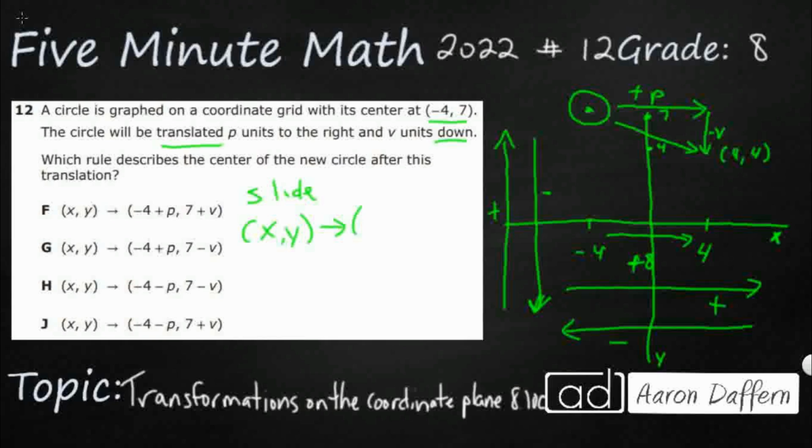So we are going to take our x, and then we're going to add the p. We're going to take our y, and we're going to subtract the v. So that's what we did right here. Let's see. We've got +p, +v. Nope, +p, -v. There's our answer, G.